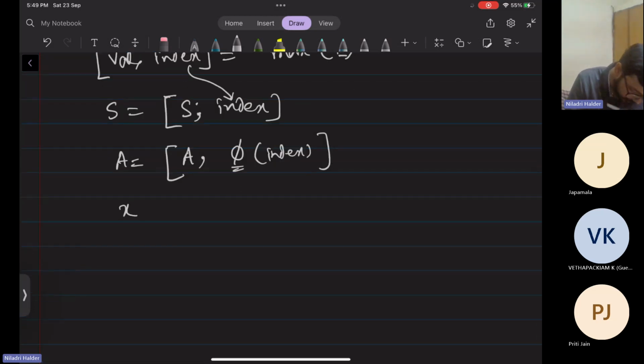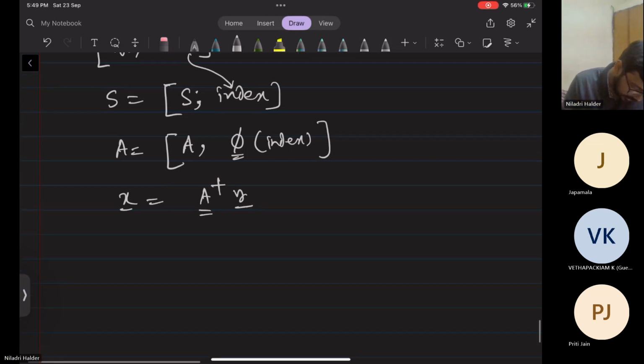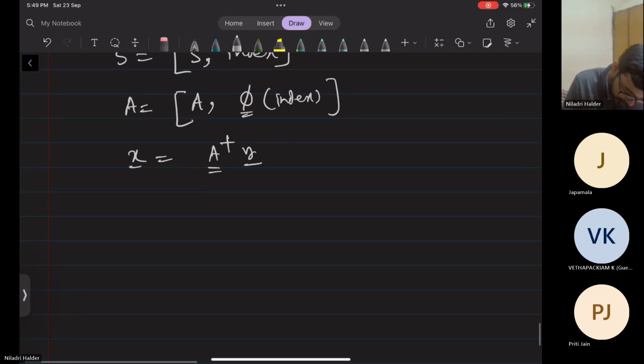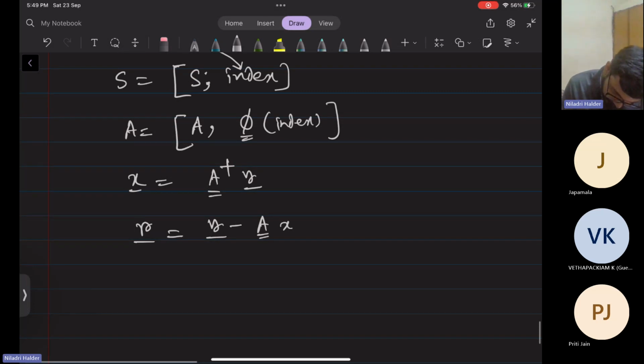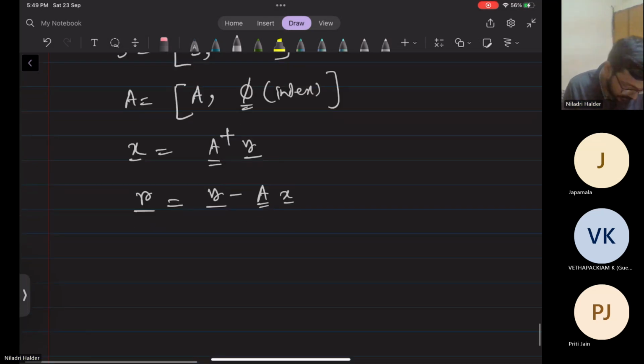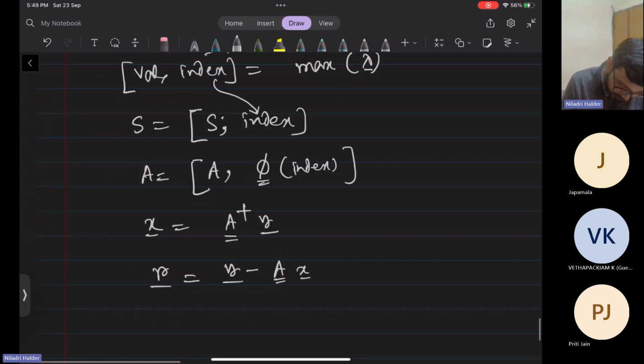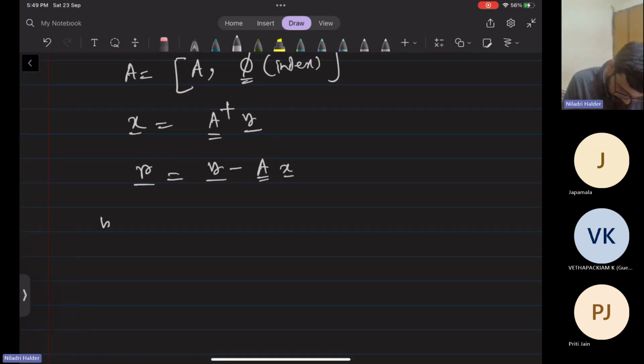Then we find x equal to the pseudo inverse of A times Y. Then we calculate the residue R. Since this x is already determined, we can eliminate that portion from Y. So the residue is Y minus A into x. Sorry, A into x, not phi. This will continue in a while loop.